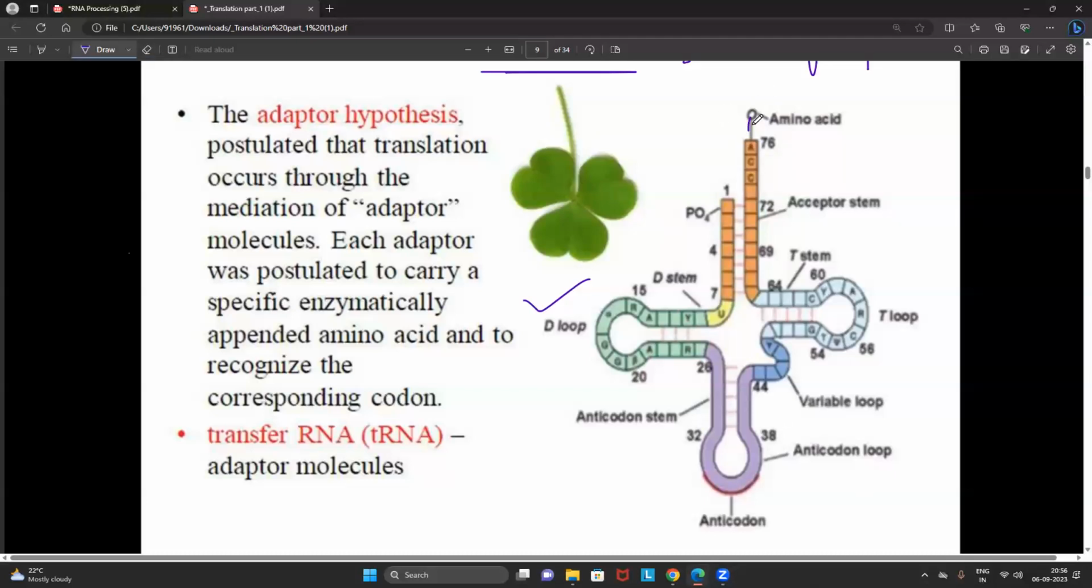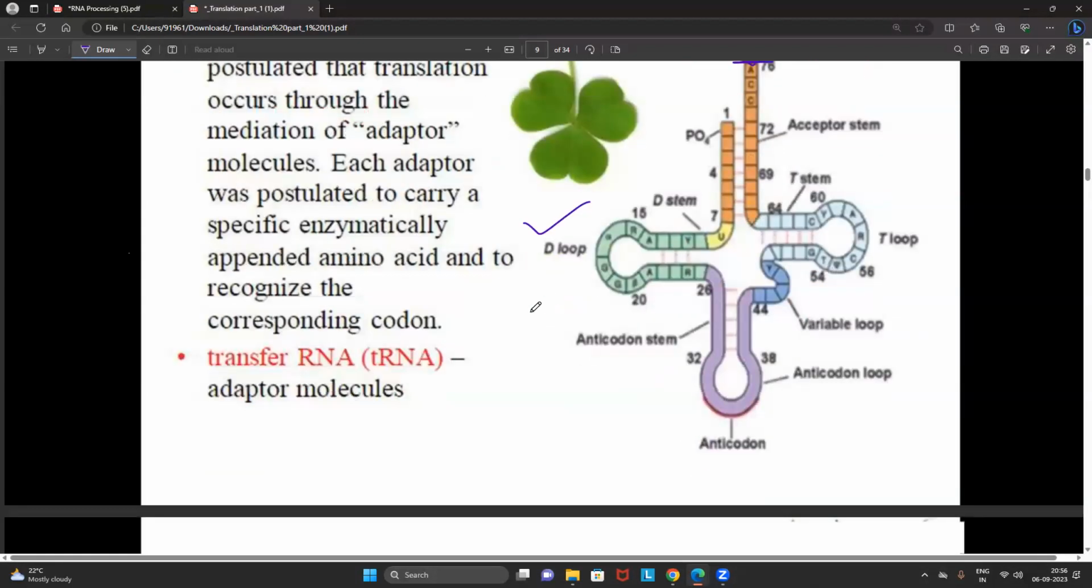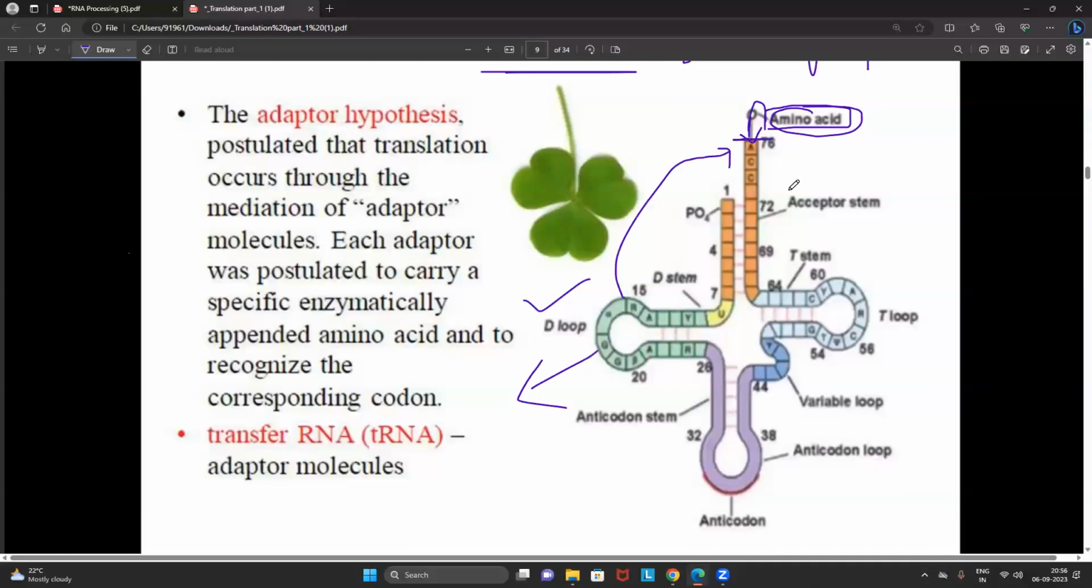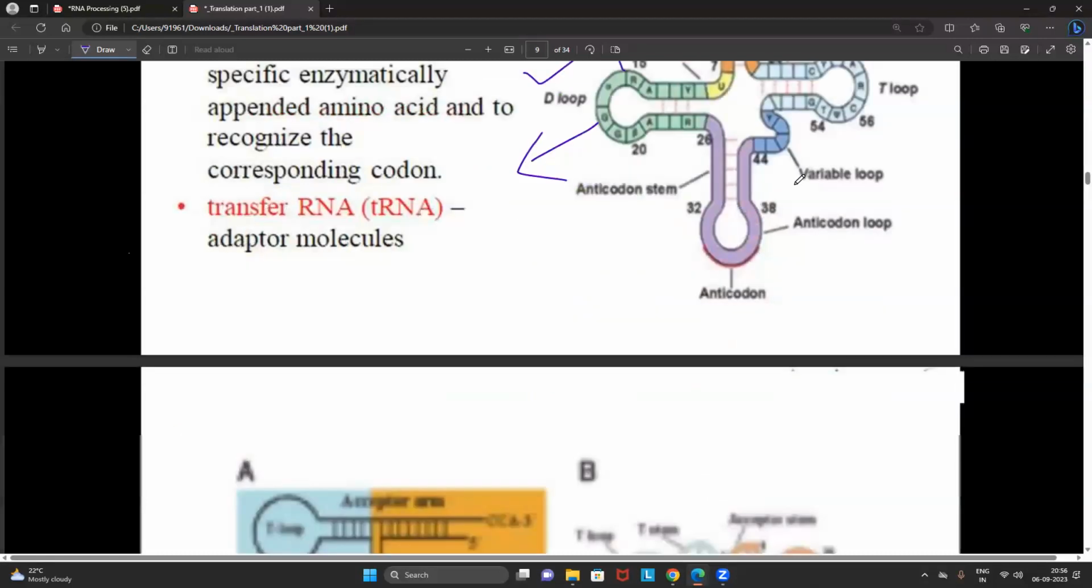Now the question is here. Listen, all the students. Everyone try to understand what I am saying. Amino acid will come and attach to the 3' direction. Now the question is, friends, who is guiding? That's a good question. Who is guiding the 3' hydroxyl group to recognize the amino acid? Someone has to guide it. So who will guide? D loop will guide. D loop will guide the 3' hydroxyl group of the tRNA to recognize the amino acid.